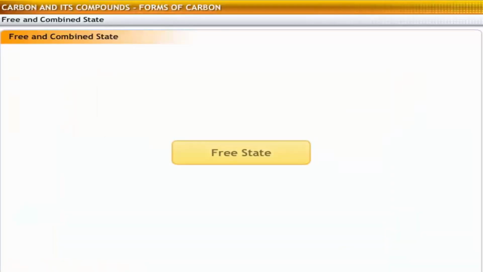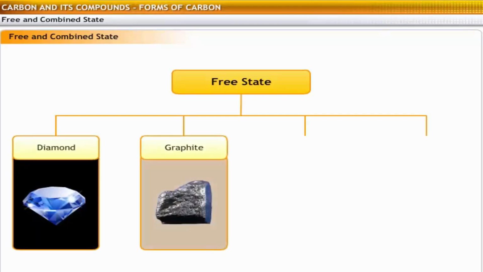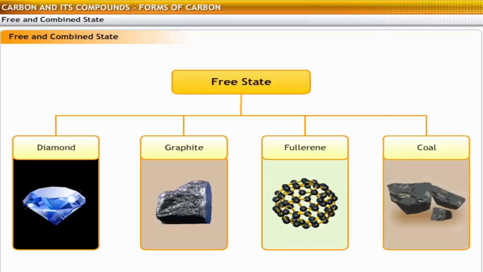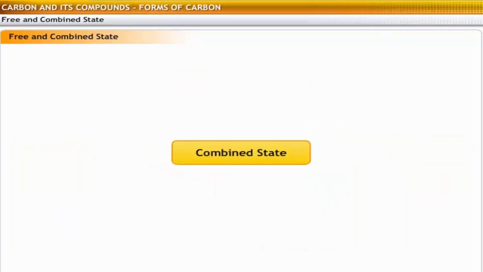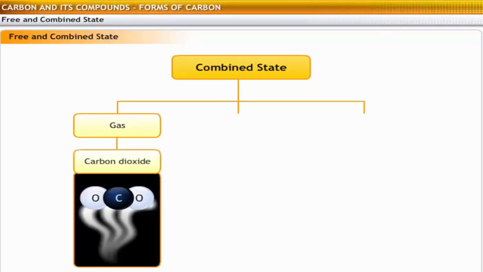Carbon is one of the few elements that can exist free in nature. In the free state, carbon occurs as diamond, graphite, fullerene, and coal. In the combined state, it can be in the form of a gas, for example, carbon dioxide and carbon monoxide.